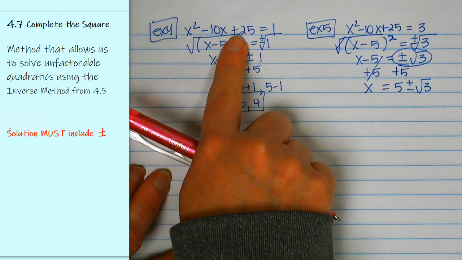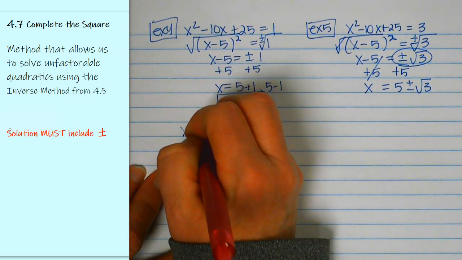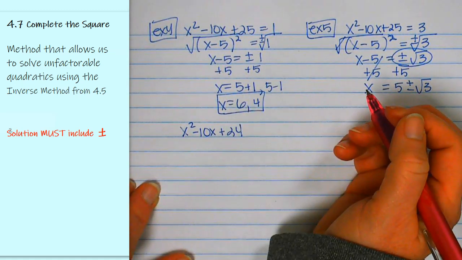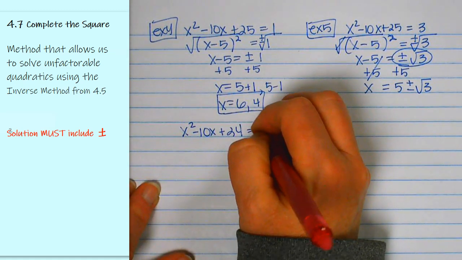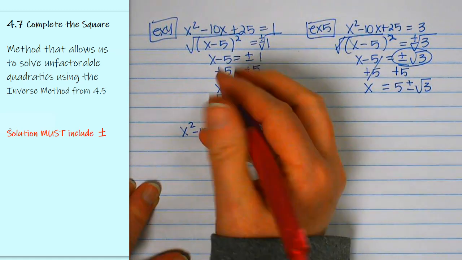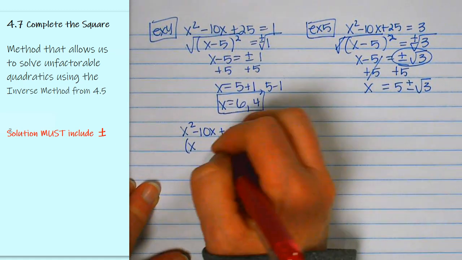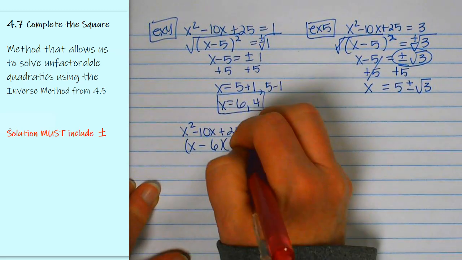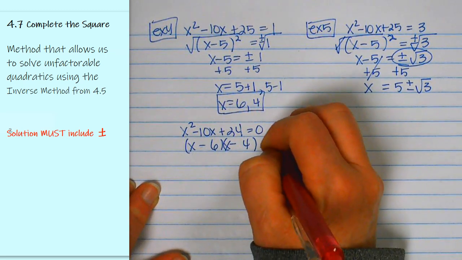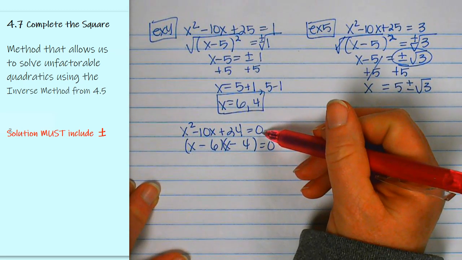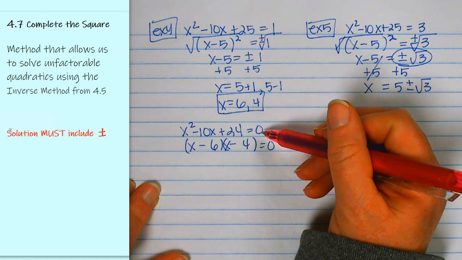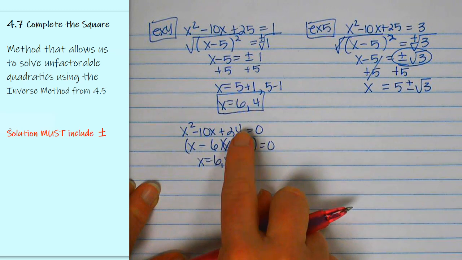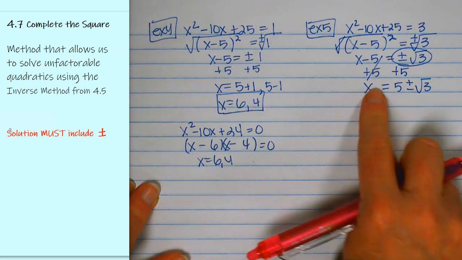So this problem, if we had rewritten it as x squared minus 10x plus 24 equals 0, now it equals 0. We can factor it. It would be the same sign because of the plus and the minus, and 6 and 4 make 10. Well, I need an x there. So this one would have factored, and I would have gotten x equals 6 and 4. 6 plus 4 makes 10. 6 times 4 makes 24. But this one, there's no way.